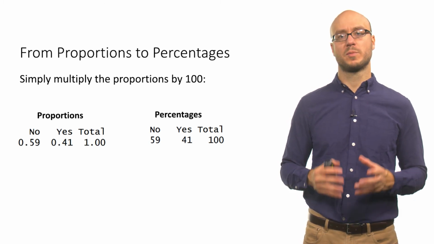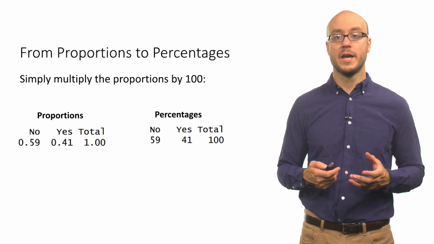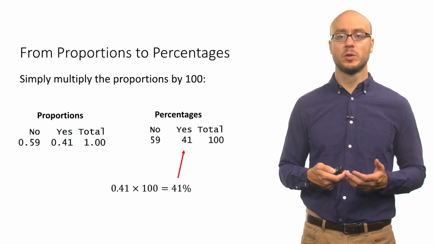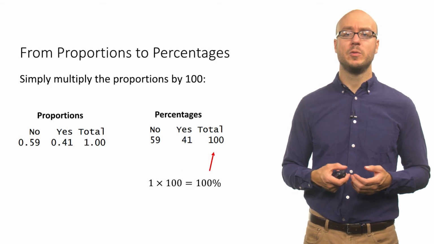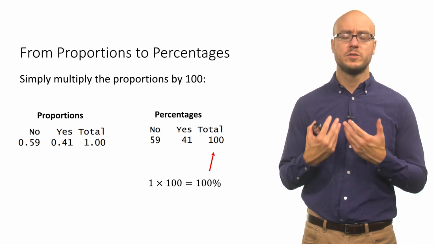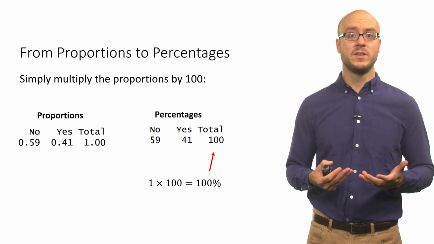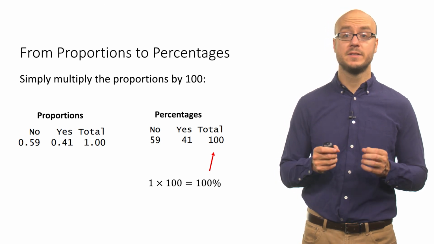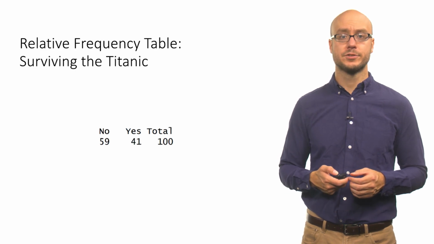Often, though, we want to express proportions as percentages. The way you do that is you simply multiply the proportions by 100. So when you multiply 0.59 times 100, you get 59%. Similarly, when you multiply 0.41 times 100, you get 41%. And when you multiply 1 times 100, because the total proportion is just 1, you get 100%. When you display your data to an audience, they usually like percentages. So we can conclude that 59% of passengers did not survive the Titanic, and 41% of passengers did survive the Titanic, and the total is 100%. So we have 100% of the passengers.